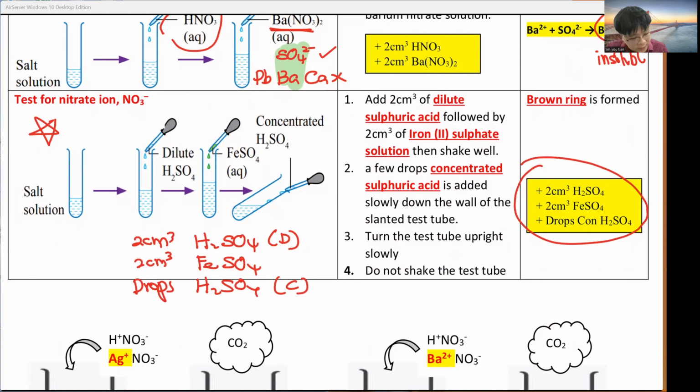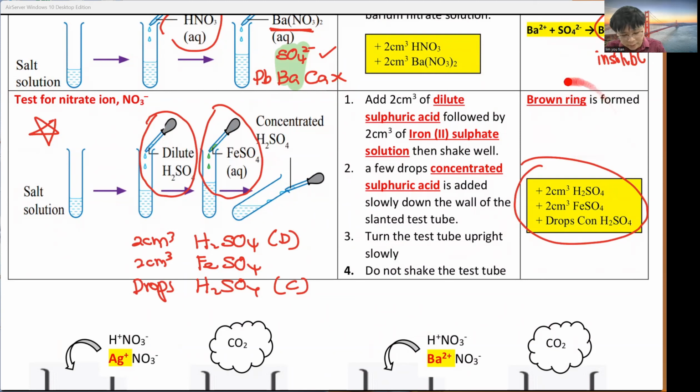So very simple. First, you add 2 cm3 of dilute sulfuric acid, followed by 2 cm3 of iron(II) sulfate solution, and then shake well. Then slant the test tube. Then add a few drops of concentrated sulfuric acid. After that, turn the test tube upright again, slowly. Do not shake the test tube, and you will get a brown ring.